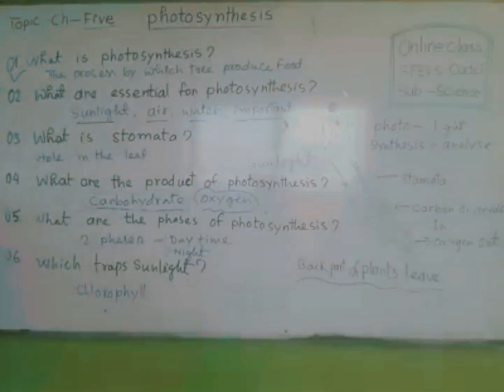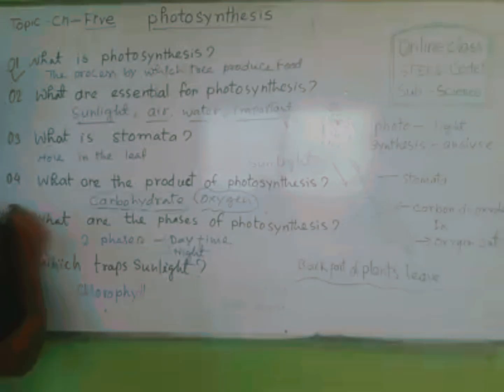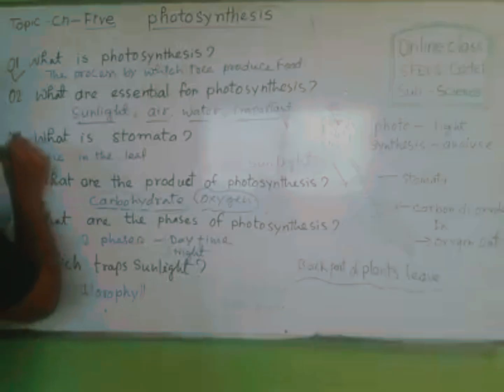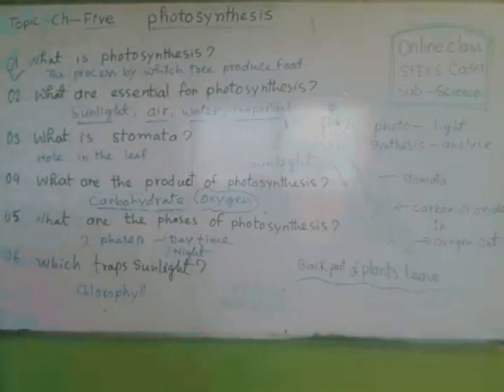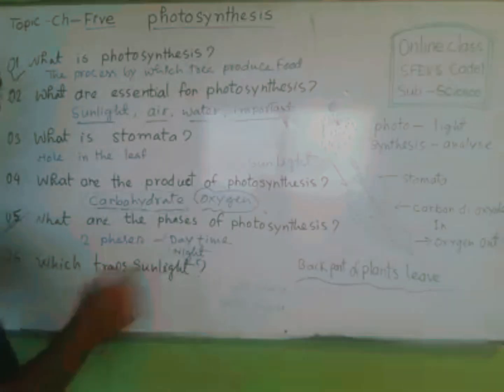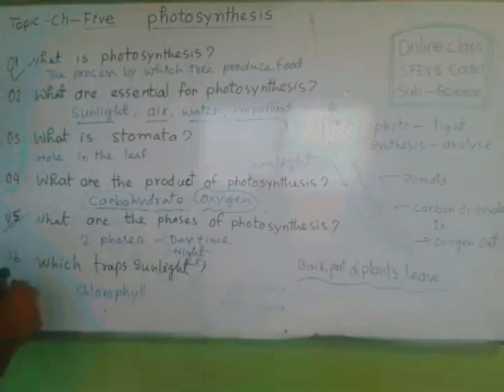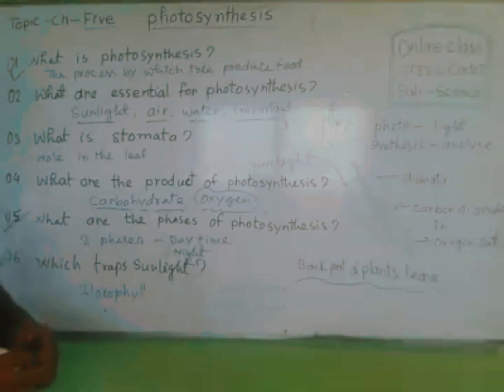Which traps sunlight? It is chlorophyll that traps sunlight. So what are the phases of photosynthesis? There are two phases of photosynthesis. What is photosynthesis? The process by which trees produce food.